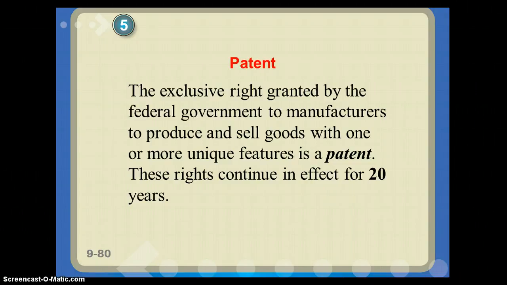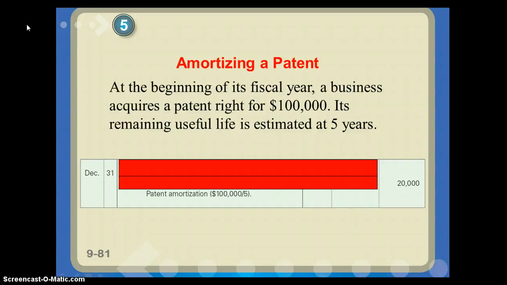More specifically, a patent is an exclusive right granted by the government to manufacturers to produce and sell goods with one or more unique features. So we patent something because it has a unique feature and nobody else can use that unique feature. You can also patent a process. We have a unique process and we can protect that. They continue on for 20 years. So we have a patent for 20 years. That's important to remember.